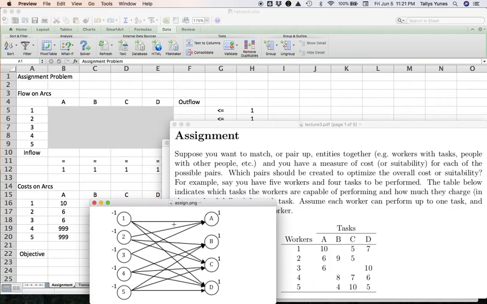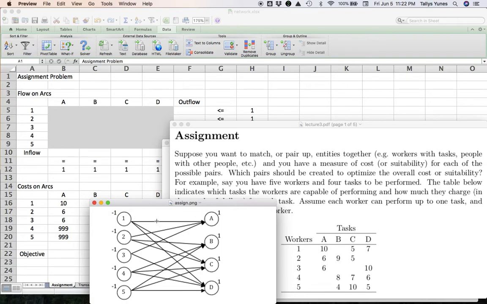I could put the 5 workers on one side, and remember the negative number means a supply, so each worker has a supply of 1 unit of service, meaning it can do 1 task. On the other side, I list the tasks as consumers or demand nodes who want, right? So the positive number is a demand. They want 1 unit of service.